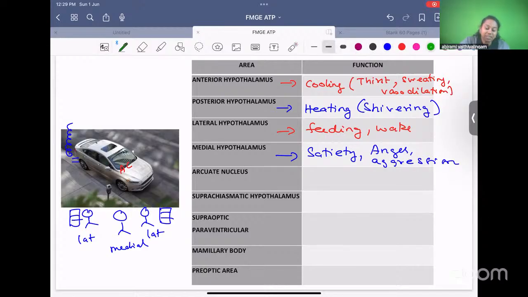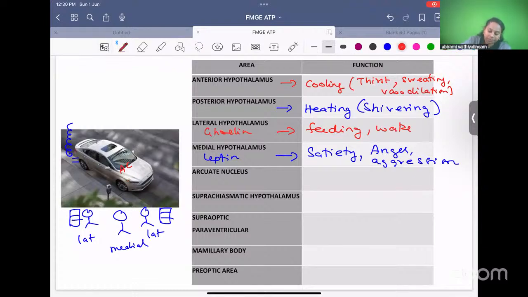There are some chemical substances which will help in this. Lateral hypothalamus, the substance is ghrelin. Ghrelin acts on lateral hypothalamus to increase feeding. Medial hypothalamus, leptin. Ghrelin is an orexin. So orexins like ghrelin, feeding; leptin, satiety. Loss of that orexin is called narcolepsy.